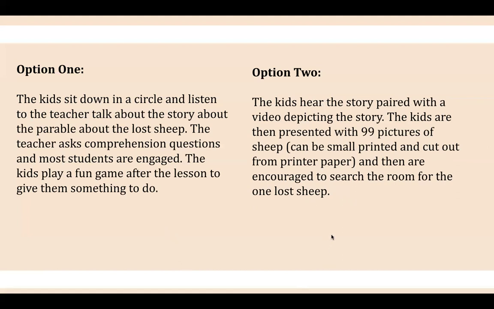Okay, let's go over these two options. Option one, the kids sit down in a circle and listen to the teacher talk about the parable of the lost sheep. The teacher asks some comprehension questions, and most of the students are engaged. The kids play a fun game after the lesson to give them something to do.